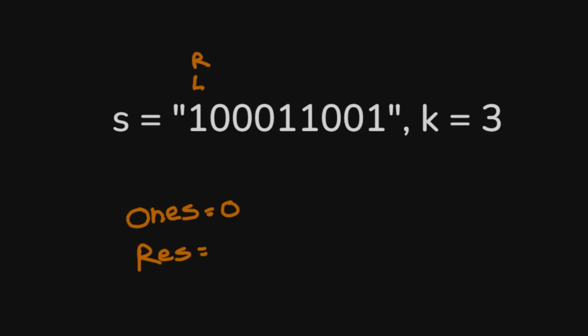In sliding window, we need left and right pointers. They are both initially at index 0, so we are looking at this window. And we need to keep track of the number of ones that we see in every window. So we can have either a frequency map or a simple variable. Here we will use an integer ones.